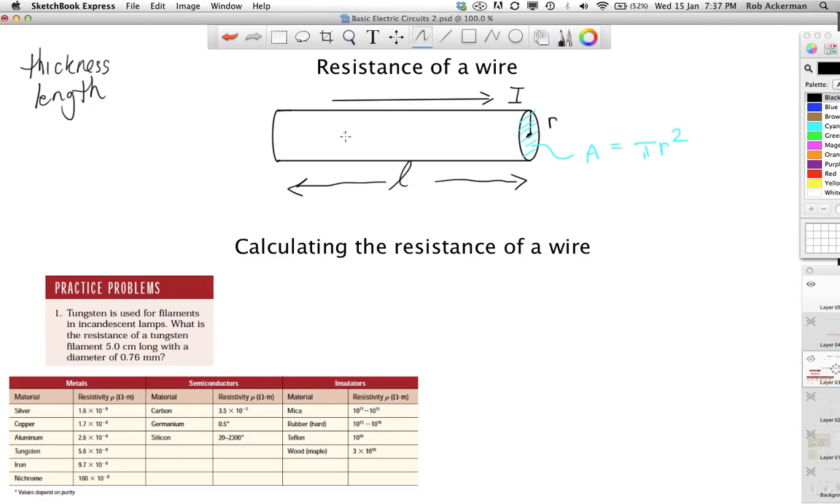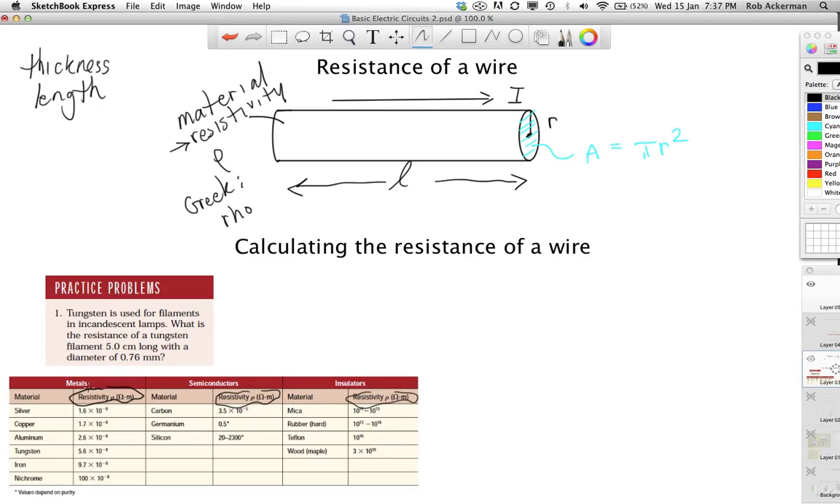Now, something about the actual material ought to matter as well. And in terms of the material, we look at something called the resistivity, which is given the Greek letter that looks like a P, but it's actually called rho, R-H-O. And if you look in your textbook in section 11 or 13.1, I believe it is, on Ohm's law, you'll see the resistivity of various different substances.